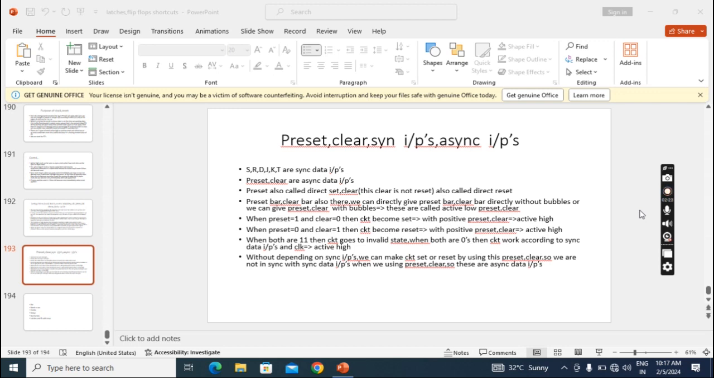Here we can make the circuit set and reset without depending on or syncing with synchronous data inputs like S, R, D, J, K, T. That's why preset and clear are called asynchronous data inputs. If we make the circuit set and reset based on synchronous inputs and clock, then it is through synchronous data inputs.